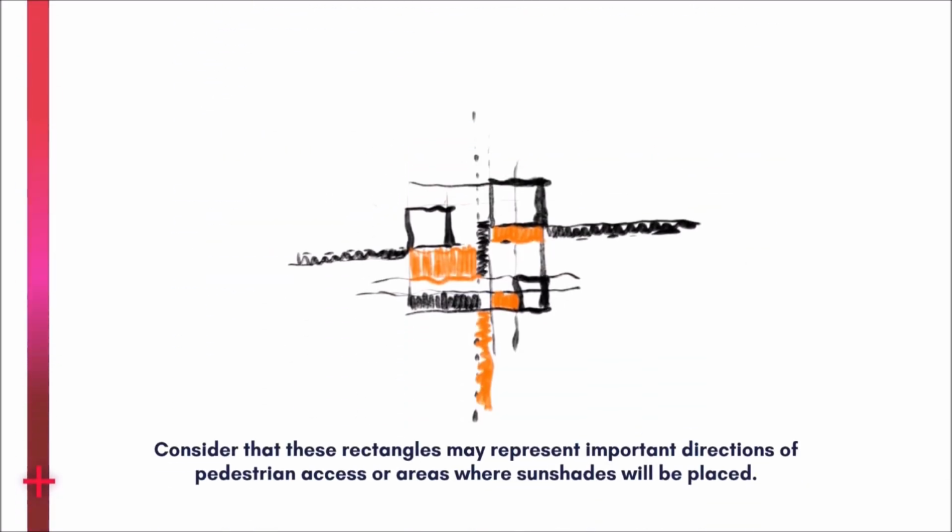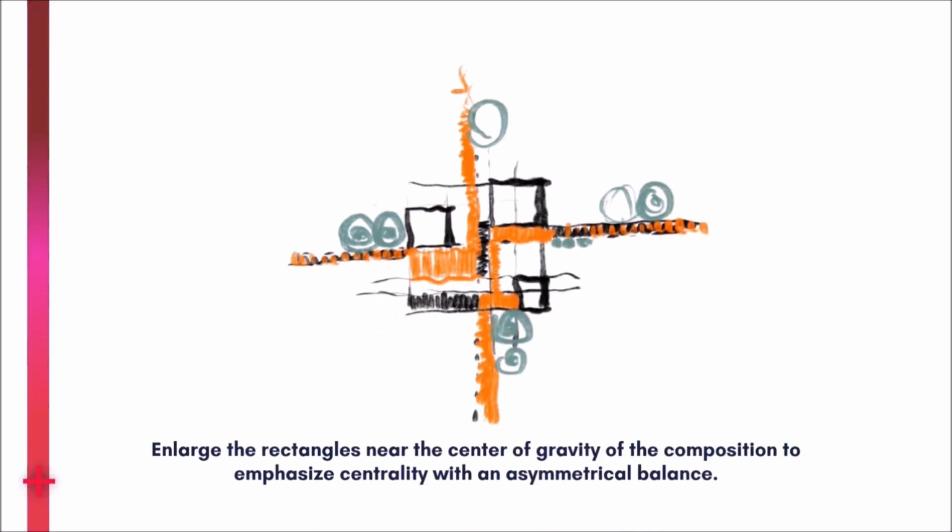Consider that these rectangles may represent important directions of pedestrian access or areas where sunshades will be placed. Enlarge the rectangles near the center of gravity of the composition to emphasize centrality with an asymmetrical balance.